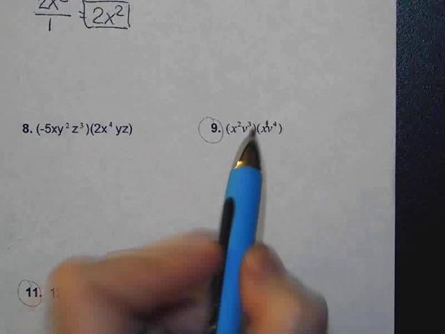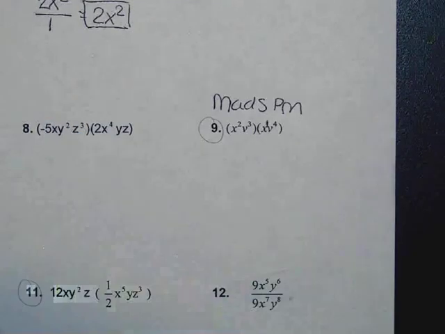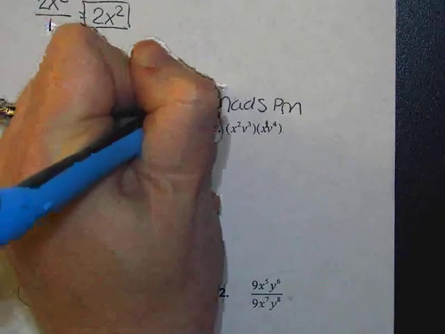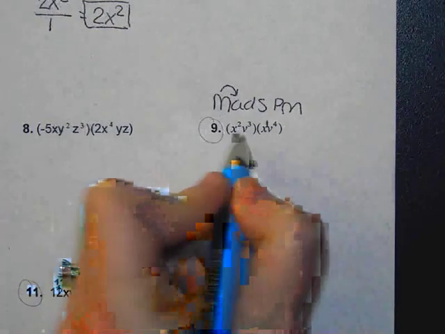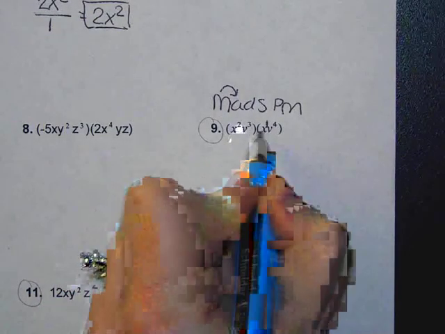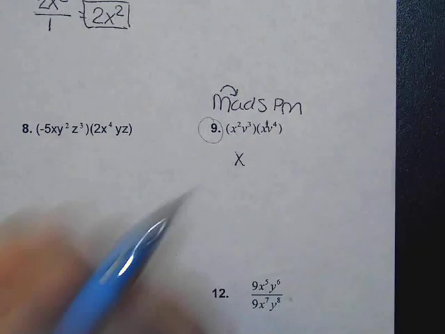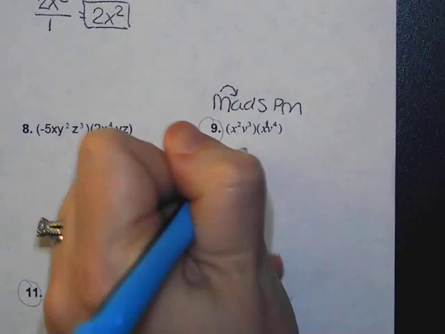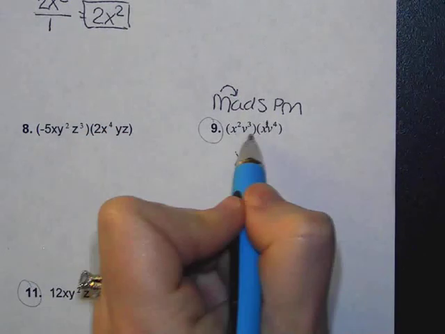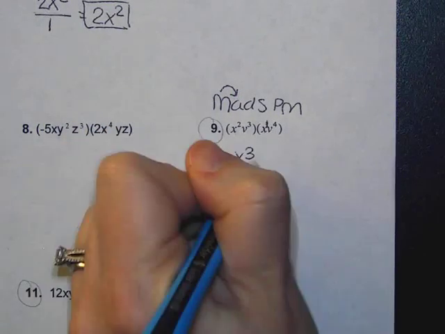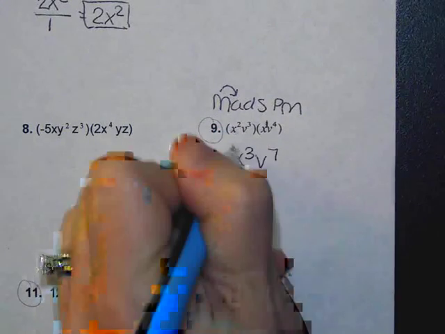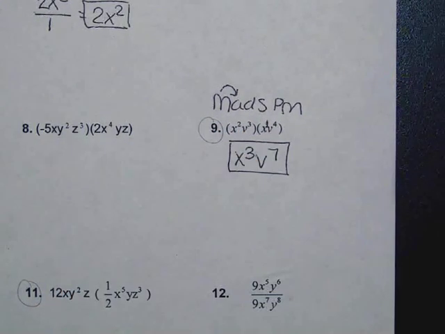Okay, so we are multiplying in the problem. According to MADS PM, I need to add my exponents. So x to the 2nd times x to the 1st. First, you combine your like bases, so this would be x cubed. V to the 3rd times v to the 4th would become v to the 7th. Since my bases are all combined that can be, and there's nothing I can simplify, that's the answer.